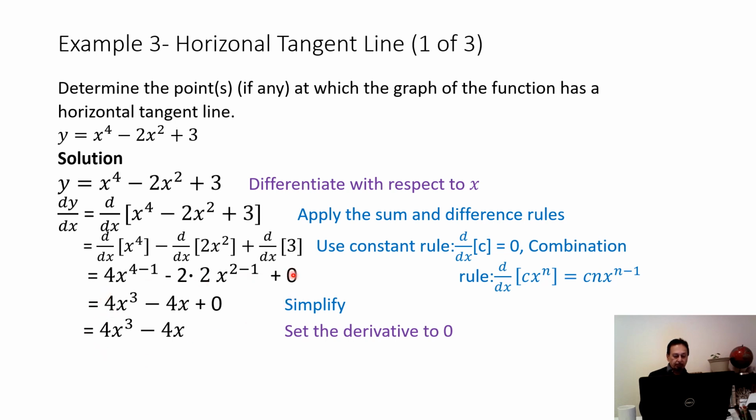Let's simplify this one. So this becomes 4x cubed minus 4x plus 0. Again, if you simplify, it becomes 4x cubed minus 4x. Now we set this derivative to 0. Why? Because this is the slope, and for a horizontal line the slope is 0.